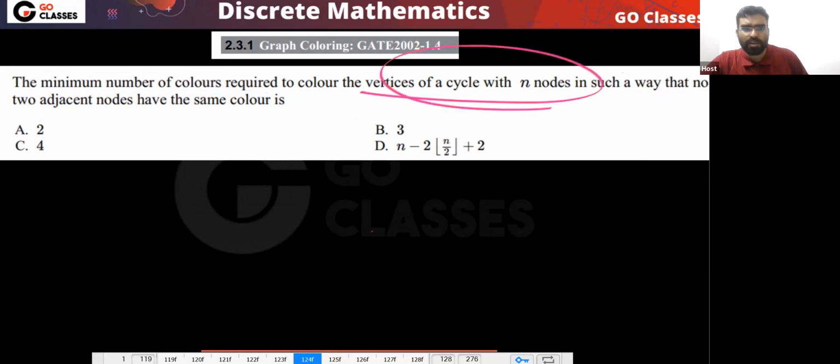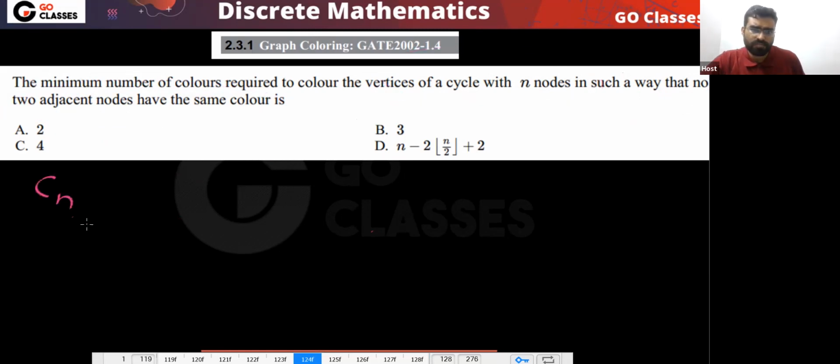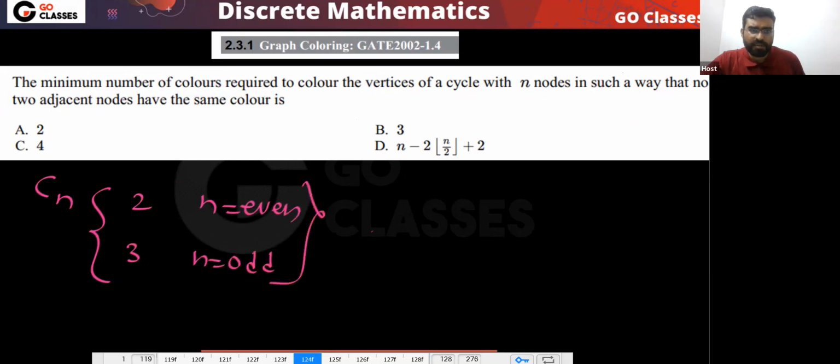Okay, and you have a cycle, basically Cn. For Cn, you know the answer. The answer will be 2 if n is even. The answer will be 3 if n is odd. So which option is correct? Definitely this option is not correct, not correct. So the answer will be what? The answer will be option D.